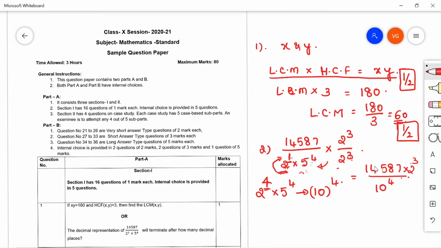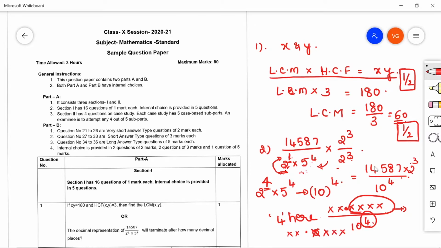Whatever number you multiply, there is no need to find the number in the numerator. Whatever the number may be, some number divided by 10 power 4 means the decimal places will be 4 here. Understood? Whatever the number is, divided by 10 power 4 means there will be 4 places after the point, so you get 4 decimal places. The number will terminate after 4 decimal places.